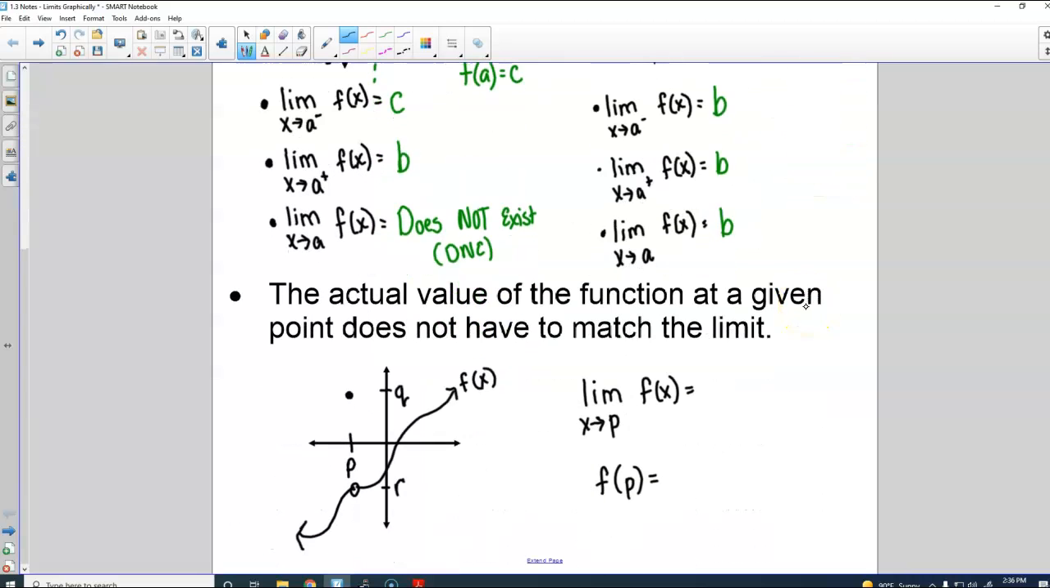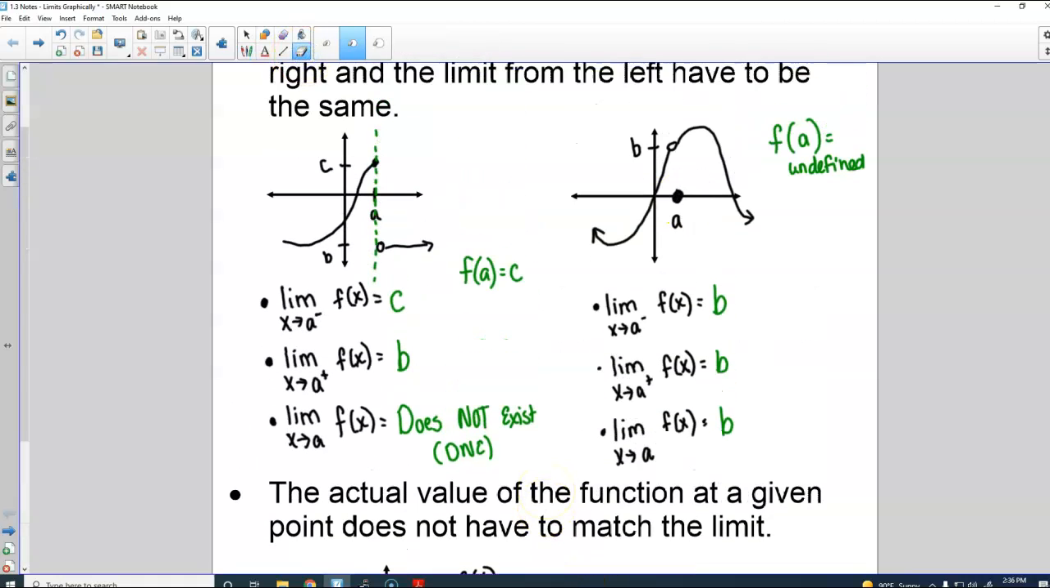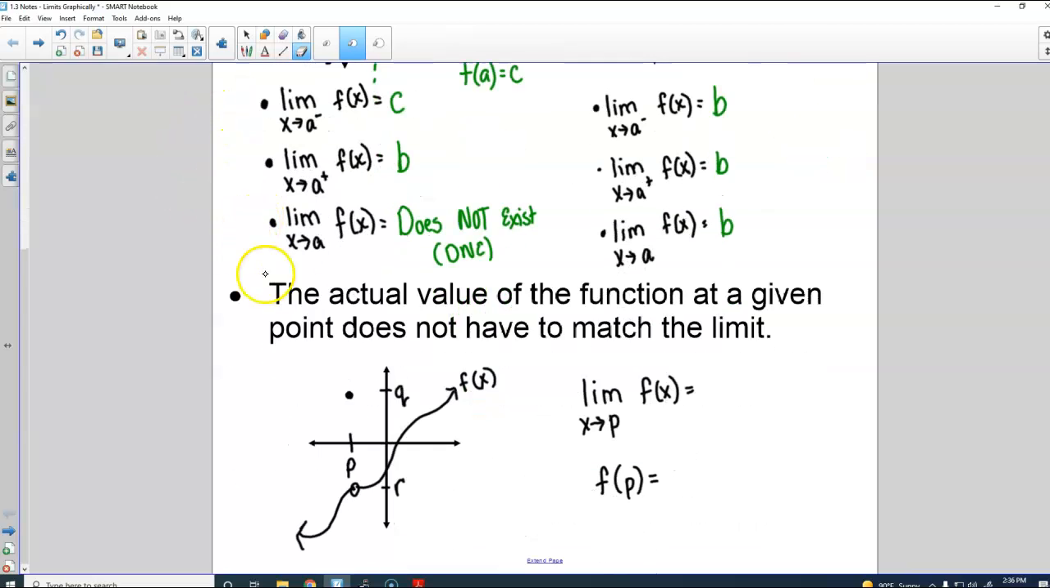Okay? All right, let's look at this scenario. What is our limit of f of x as x approaches P? R. Because P is right here, and as we approach from the left, and as we approach from the right, we're getting closer and closer to R, even though we don't actually get there because there's a hole in the ground.